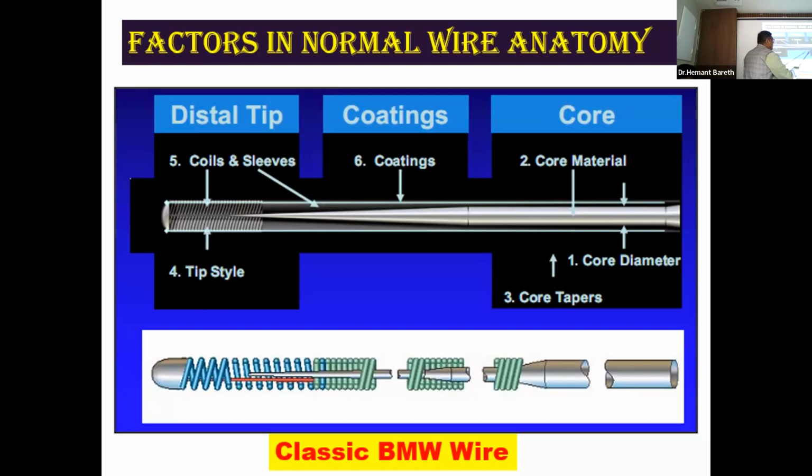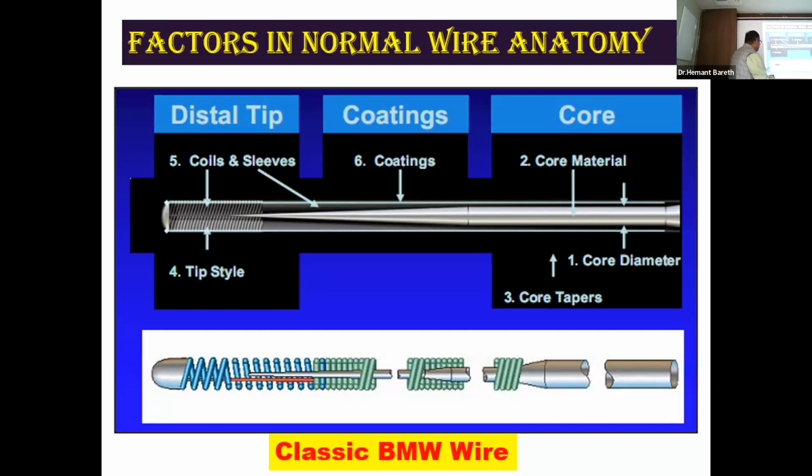3rd is core taper. And I told you, if it is a tapering core, then what happens? You can penetrate the occlusions also. Then the type of the coils or the sleeve. So these are the types of the coil. This is also very important because this is what will negotiate turns, bends, lesions, etc. and the strength. So these are the things, and you can see these are the parts.